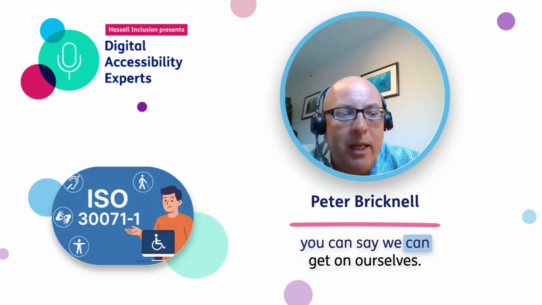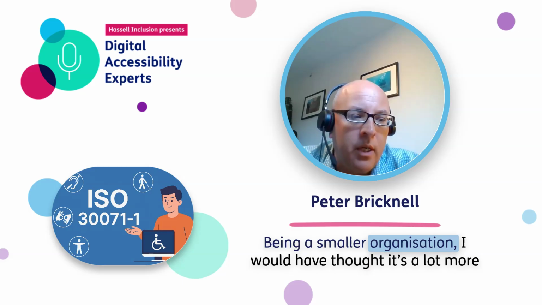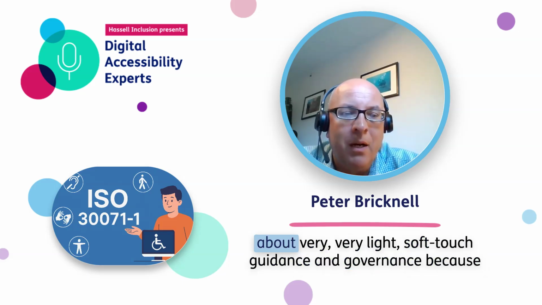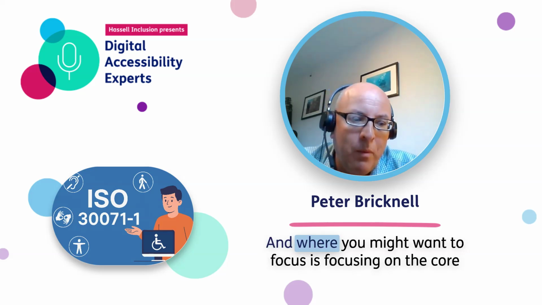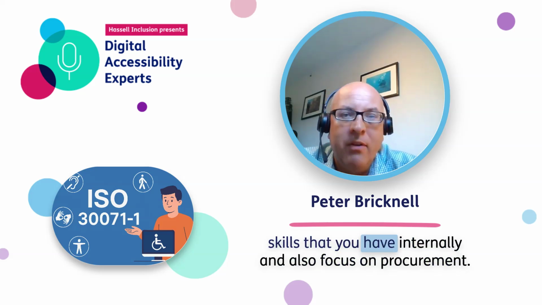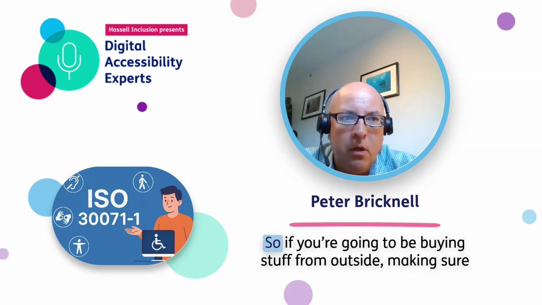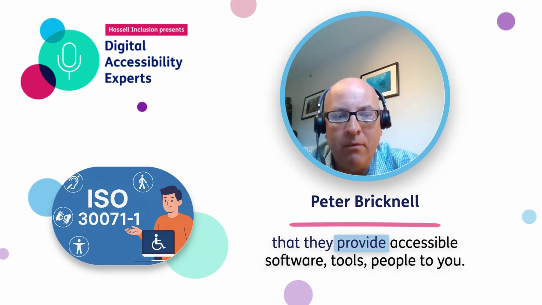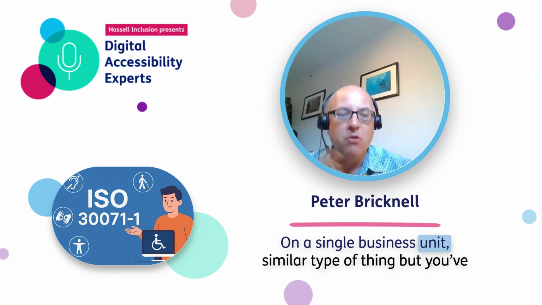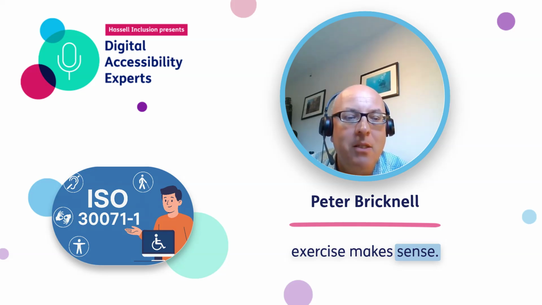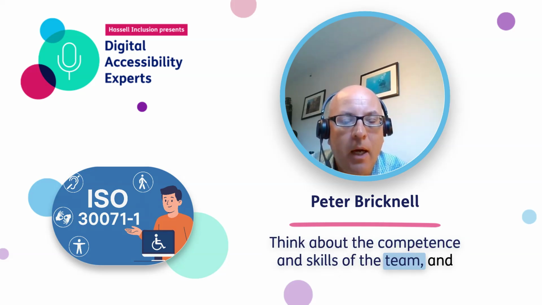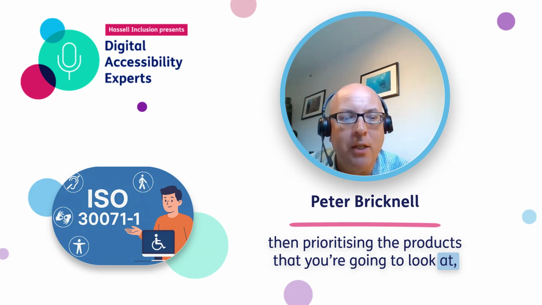Or you can say we can get on ourselves. Being a small organization, I would have thought it's about very light, soft touch guidance and governance, because it's not a large organization. Where you might want to focus is on the core skills that you have internally, and also on procurement. If you're going to be buying from outside, make sure they provide accessible software, tools, and people to you. On a single business unit, it's a similar type of thing, but you've probably got more people, so a fuller benchmarking exercise makes sense. Think about the competence and skills of the team, and then prioritizing the products that you're going to look at, the training, the policies.